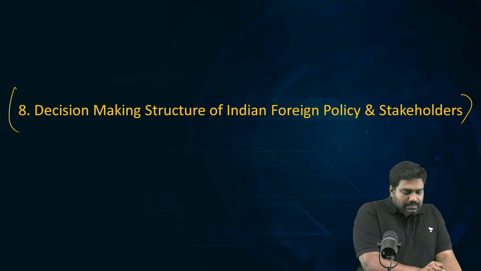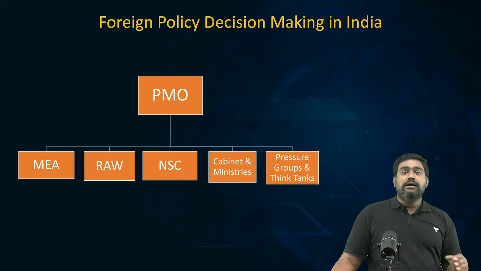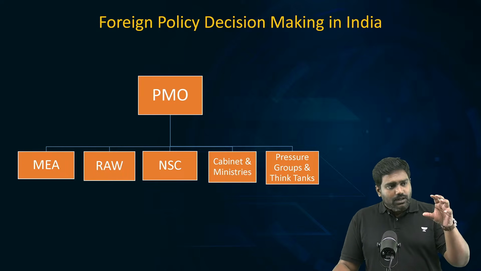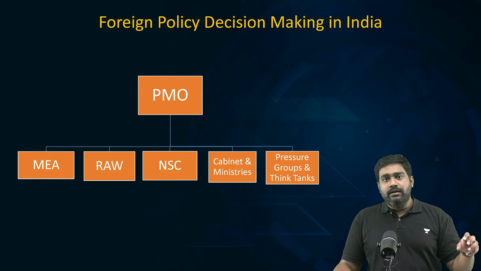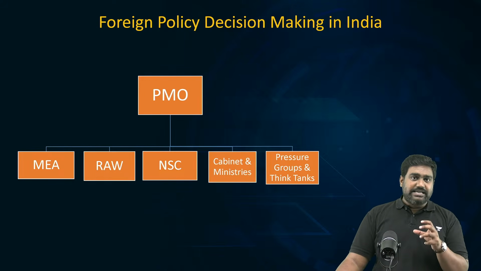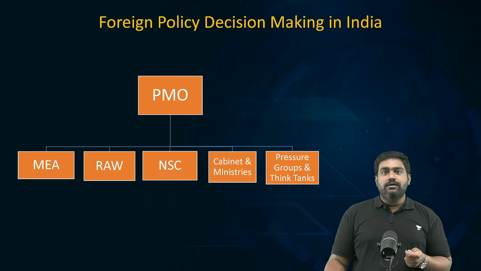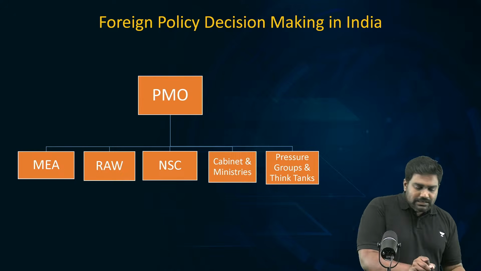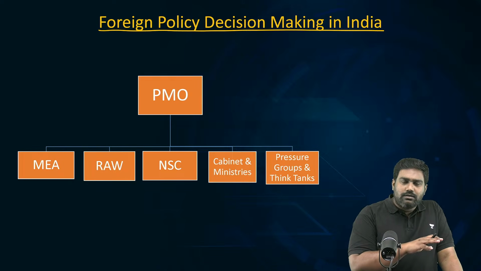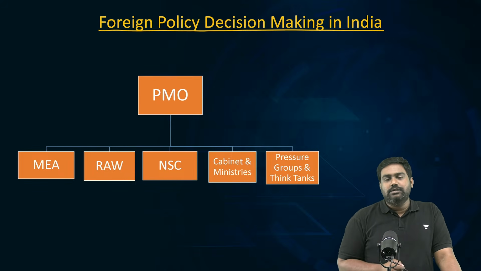Coming to topic number 8, the decision-making structure of Indian foreign policy and the stakeholders involved in it. I want you to understand which institutions play a role in running our foreign policy and in taking foreign policy decisions. You should have a basic awareness as to which parts of the government, which organs of the Indian state, are involved in foreign policy making. So please look at the organization chart given over here. It'll give you a very clear idea as to who runs the foreign policy of the country.